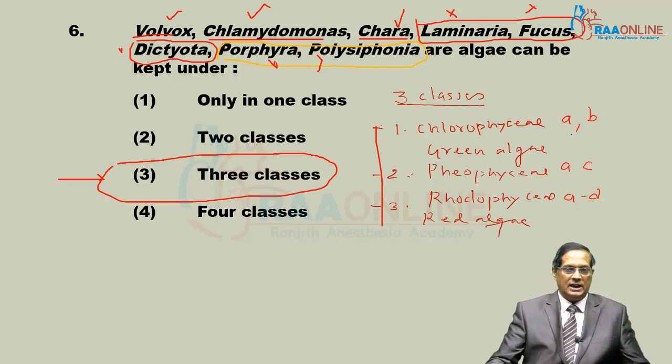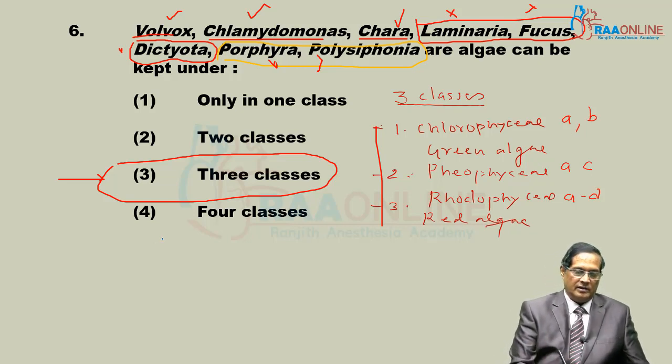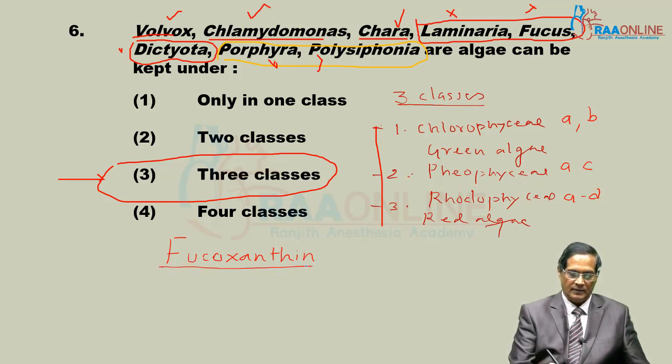The brown algae is brown because of the characteristic pigment fucoxanthin. Brown algae is brown due to the presence of the characteristic brown pigment fucoxanthin. And red algae is red due to the presence of the characteristic pigment R-phycoerythrin.